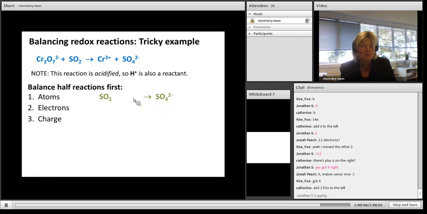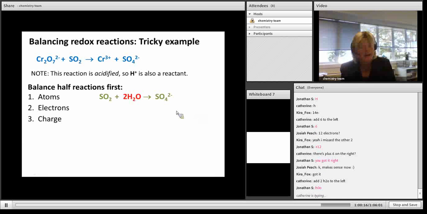In what form can I add oxygen? I can't add it as oxygen gas, and I can't add it as oxide. I can only add it as water. Great. So I need to add 2 waters to make my oxygen equal. And how do I balance my hydrogens?